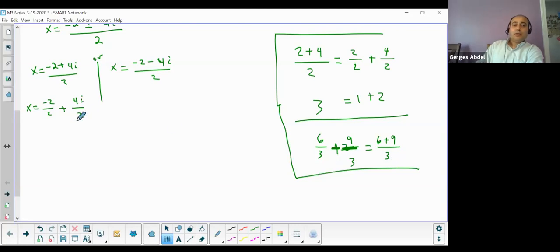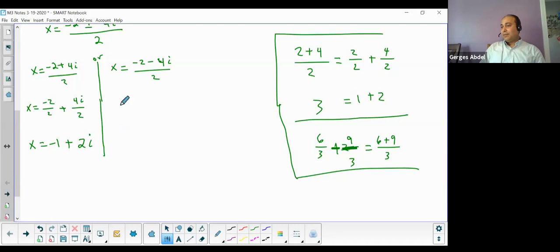Let's carry this to our problem right here. Negative 2 plus 4i over 2 is the same as negative 2 over 2 plus 4i over 2. So you want to simplify it a little bit further. Negative 2 divided by 2 is the same as negative 1, plus 4i divided by 2, and 4 divided by 2 is 2, so that is 2 times i. Any question?